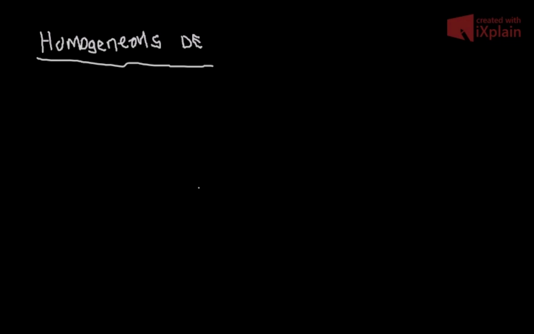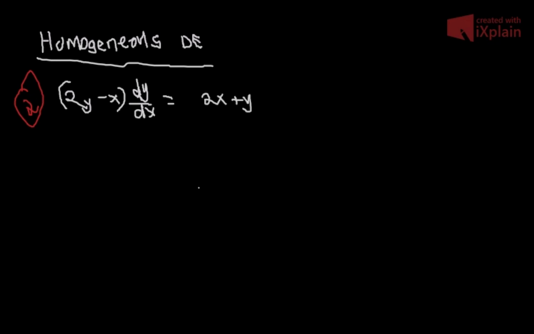Now let's go to this example number 2 for today. It's 2y minus x dy over dx is equals to 2x plus y. Now, first thing first, what is it that we can do? Yes, you are very right. We need to multiply both sides by dx.